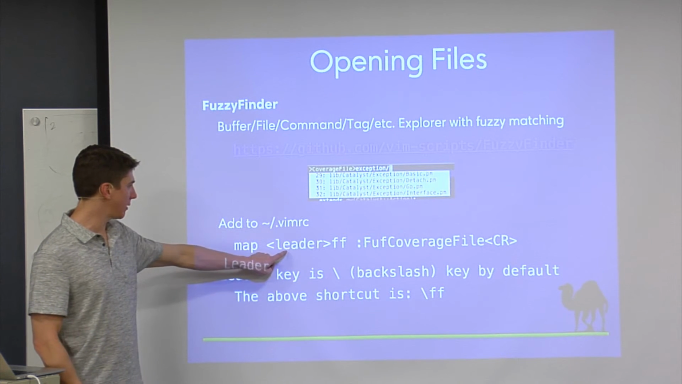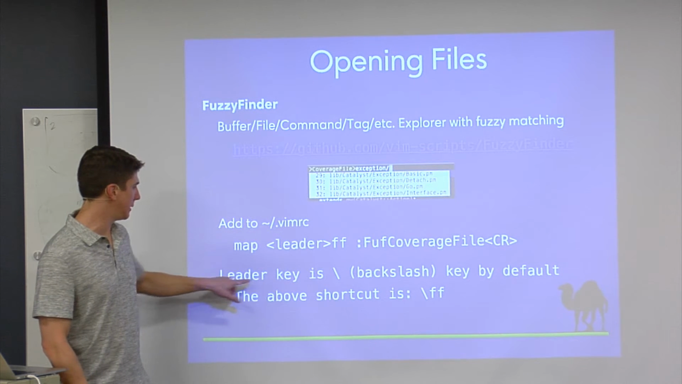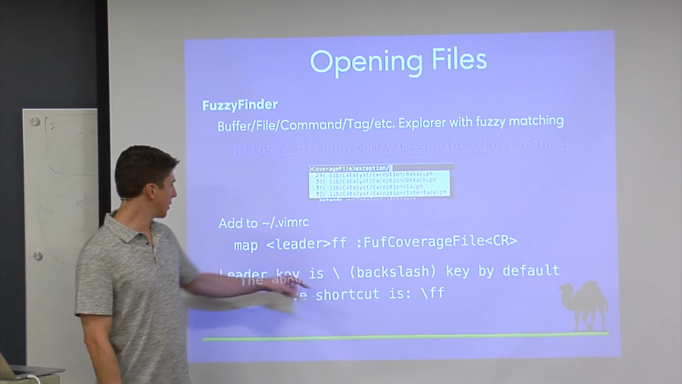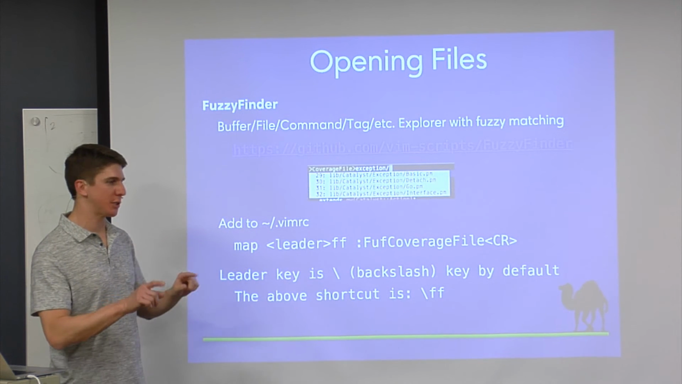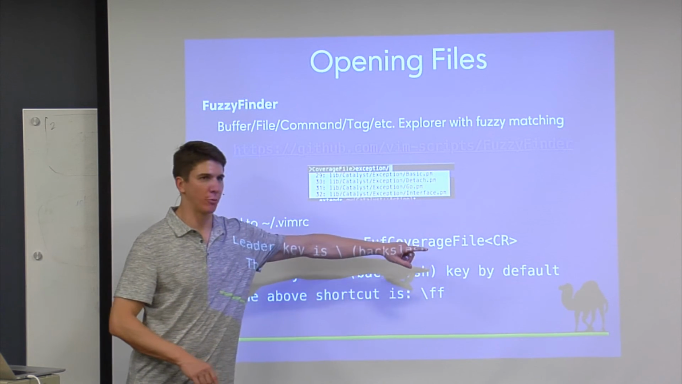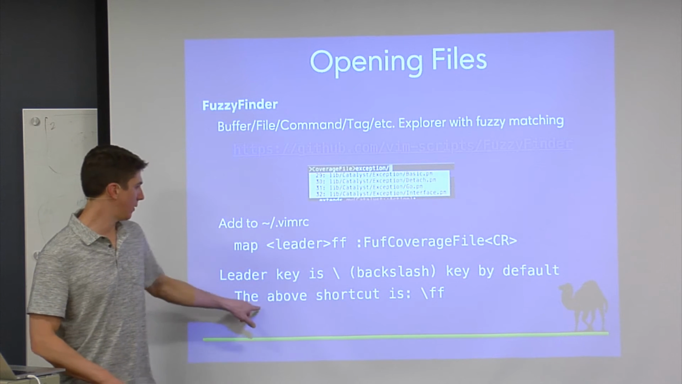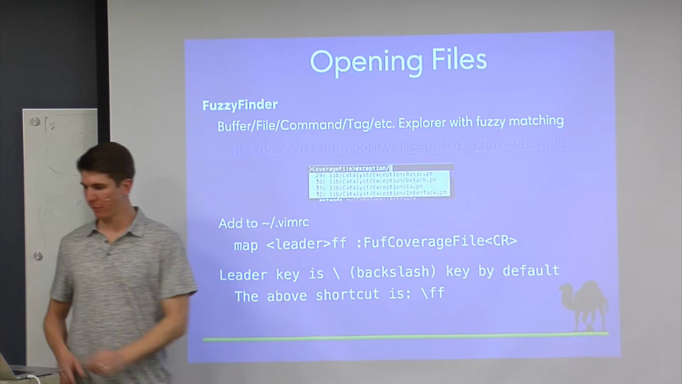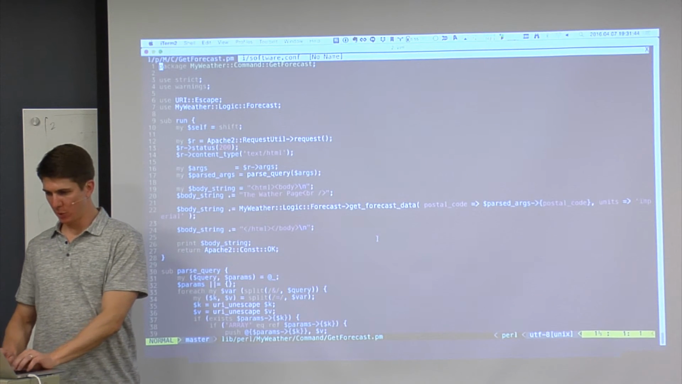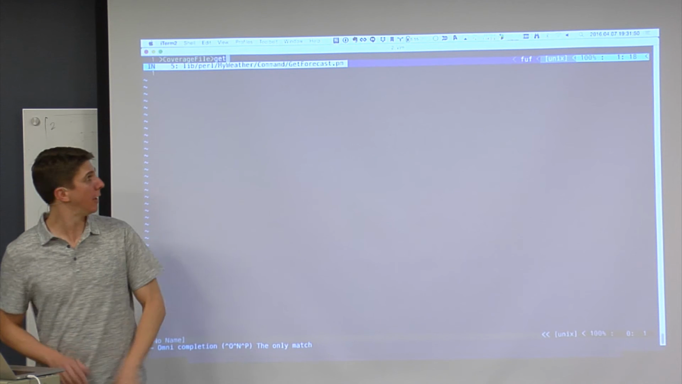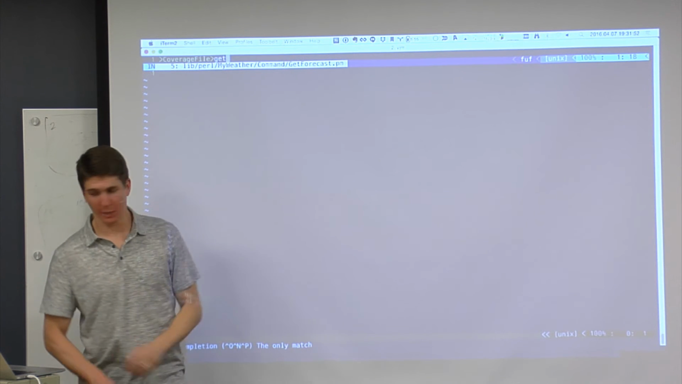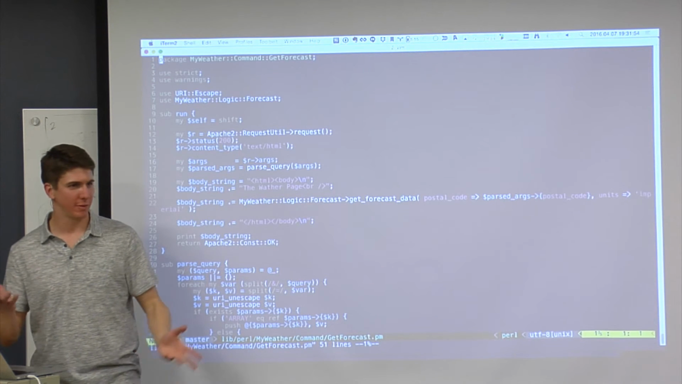So whenever you see leader in Vim, its default key is the backslash key. So when you add this to your vimrc, you've automatically added the hotkey backslash ff runs this command for you. So again, this above shortcut is backslash ff. So I'm going to go show you. So I'm in here. I'm going to close up some of these tabs. I'm going to do backslash ff. I'm going to type get. Once I typed get, my get forecast showed up, right? All I have to do is hit enter, open.